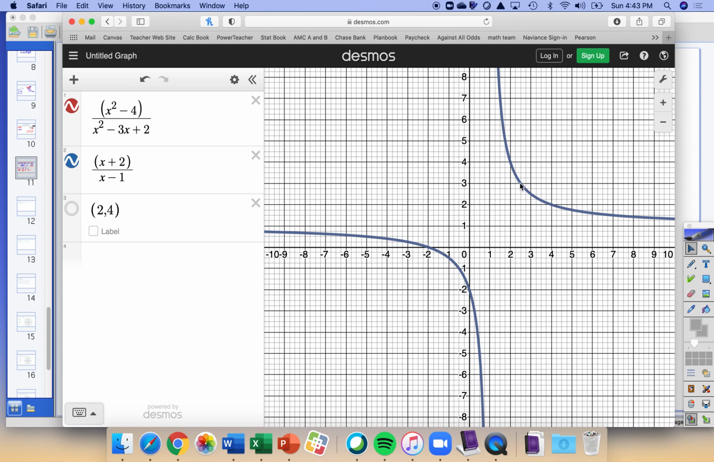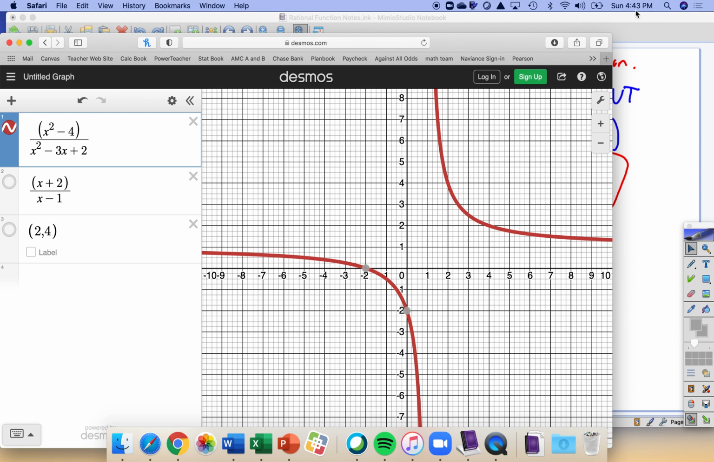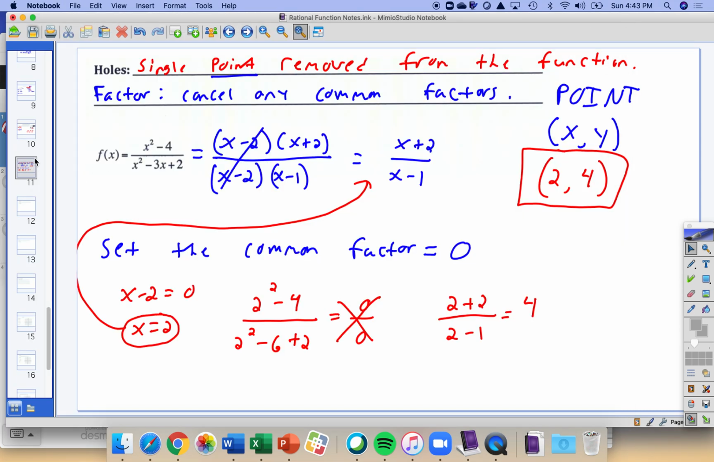So if I went to my blue guy and I went to the point 2, 4, it would be there. Boom, 2, 4. There it is. But if you go to the red function, it's not there because there's a hole. So they look identical. Just that one single point is removed from this function that we're looking at. That is a hole. So we have asymptotes, and now we have holes.